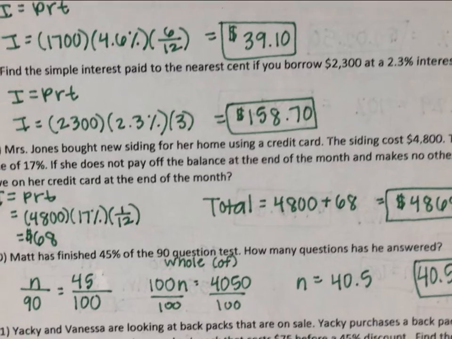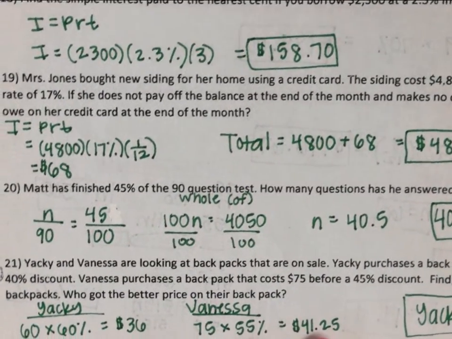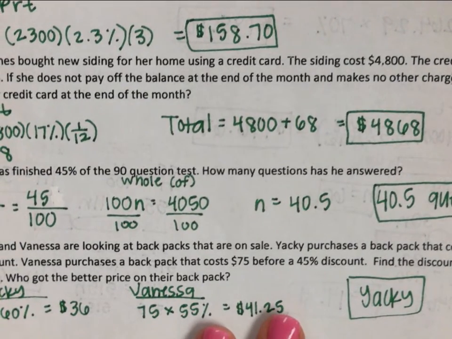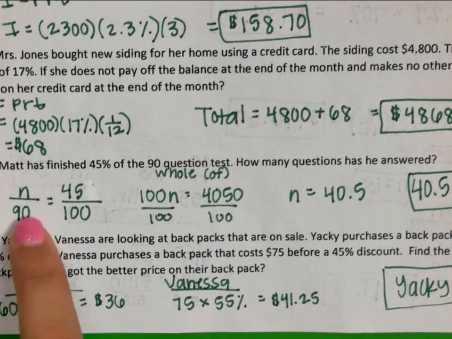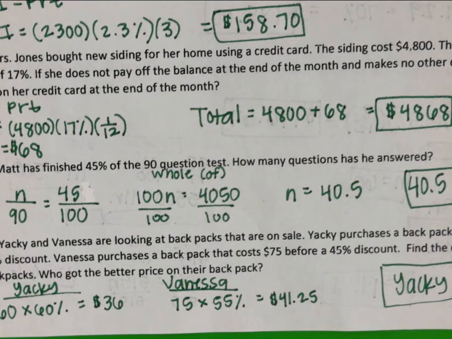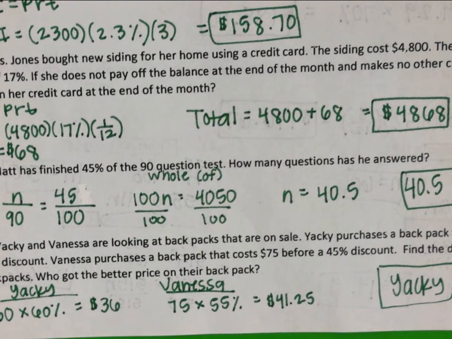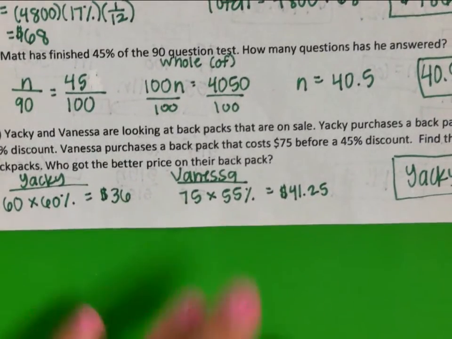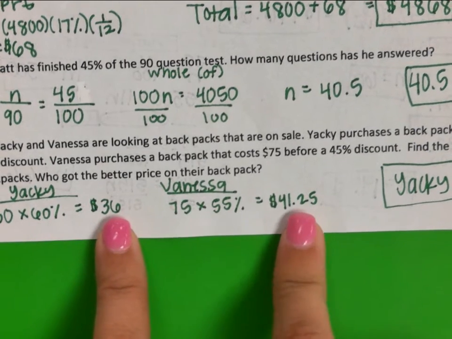Okay. Number 20, you got another percent proportion. And he has finished 40 and a half questions, sorry. So your proportion should be n over 90 equals 45 over 100 and cross multiply. And last one, Yaki got the better deal because he paid $36 where Vanessa paid $41.25.